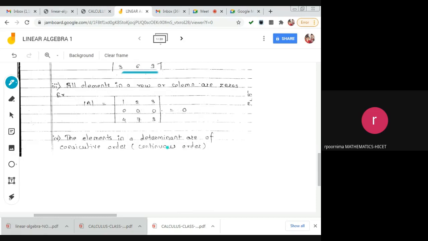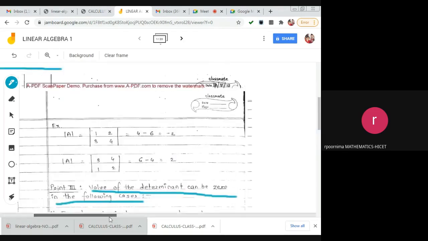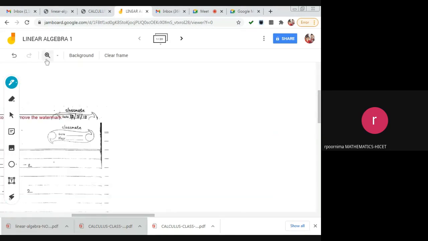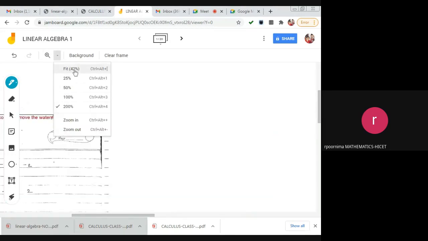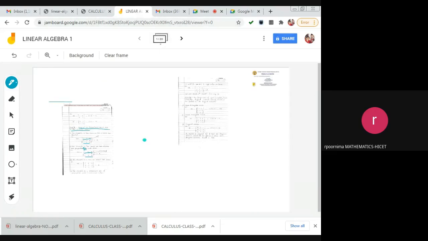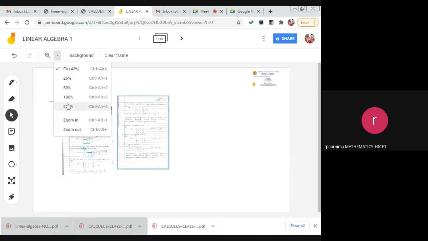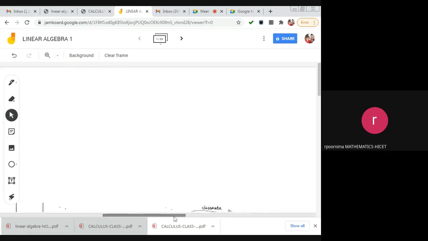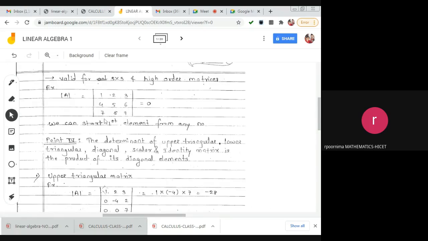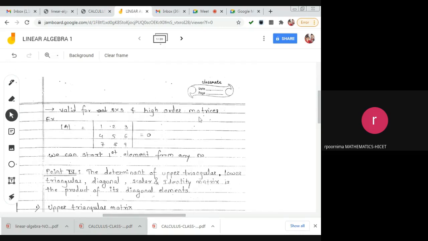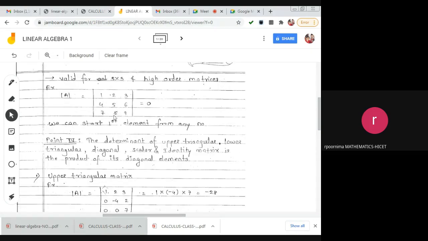Also, if the elements in the determinant are of consecutive order, that is continuous order, it will be valid for 3 by 3 and higher order matrices. For example, determinant A is 1, 2, 3, 4, 5, 6 and 7, 8, 9. The determinant is 0. We can start the first element from any number.